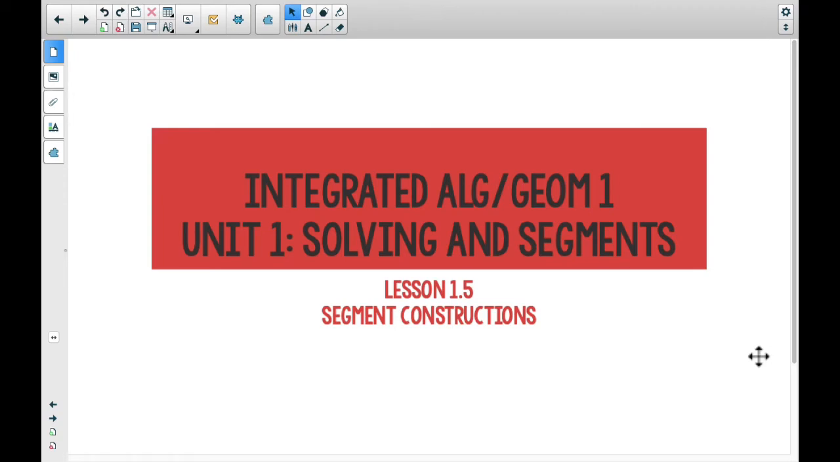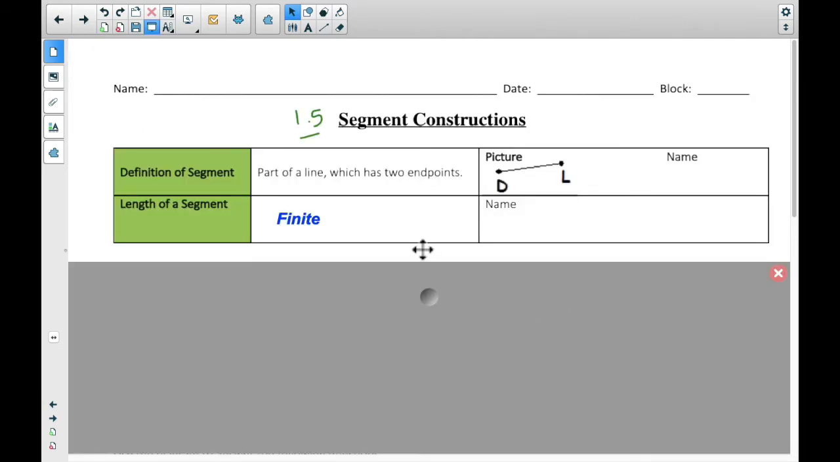Hi everyone, this video today is going to cover lesson 1.5, which is on segment constructions. Even though it's called segment constructions, this lesson this year is going to be a little bit different because we are not together in person, and so we're not actually going to be doing any constructions. We might come up with a different name for this lesson. But anyway, we want to talk about segments.